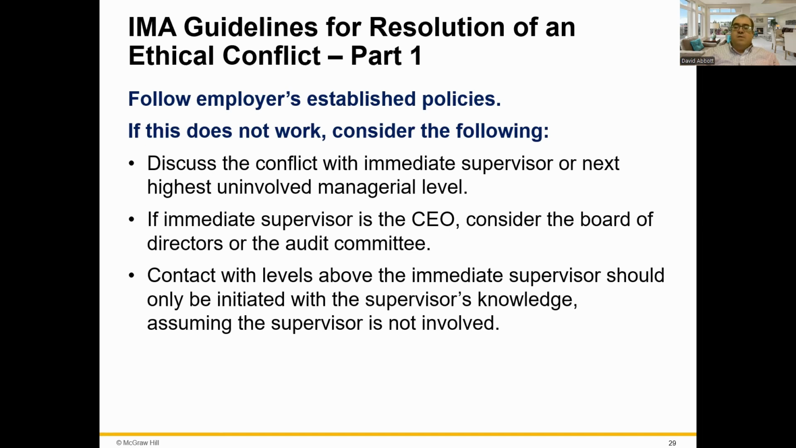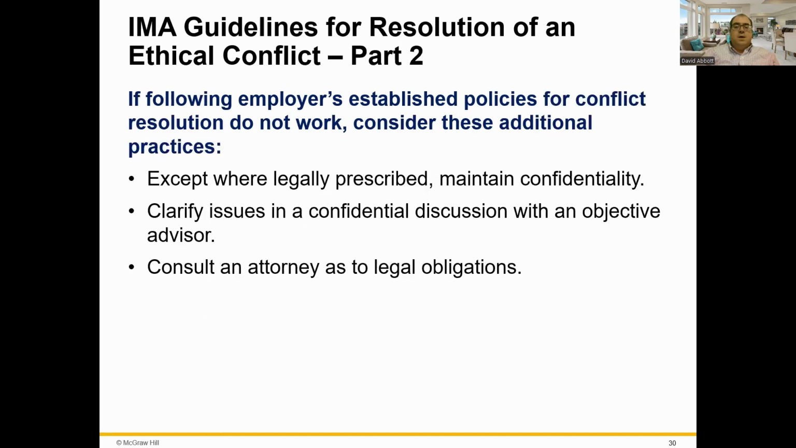If the immediate supervisor is the CEO, then you might consider going to the board of directors or the audit committee, if there is one. Also, contact with levels above the immediate supervisor should only be initiated with the supervisor's knowledge, assuming that the supervisor is not themselves involved in the conflict. The other thing that you can do is you can accept where legally prescribed. You need to still maintain confidentiality. You need to clarify issues in a confidential discussion with an objective advisor, and then you might need to consult an attorney regarding what your legal obligations are.